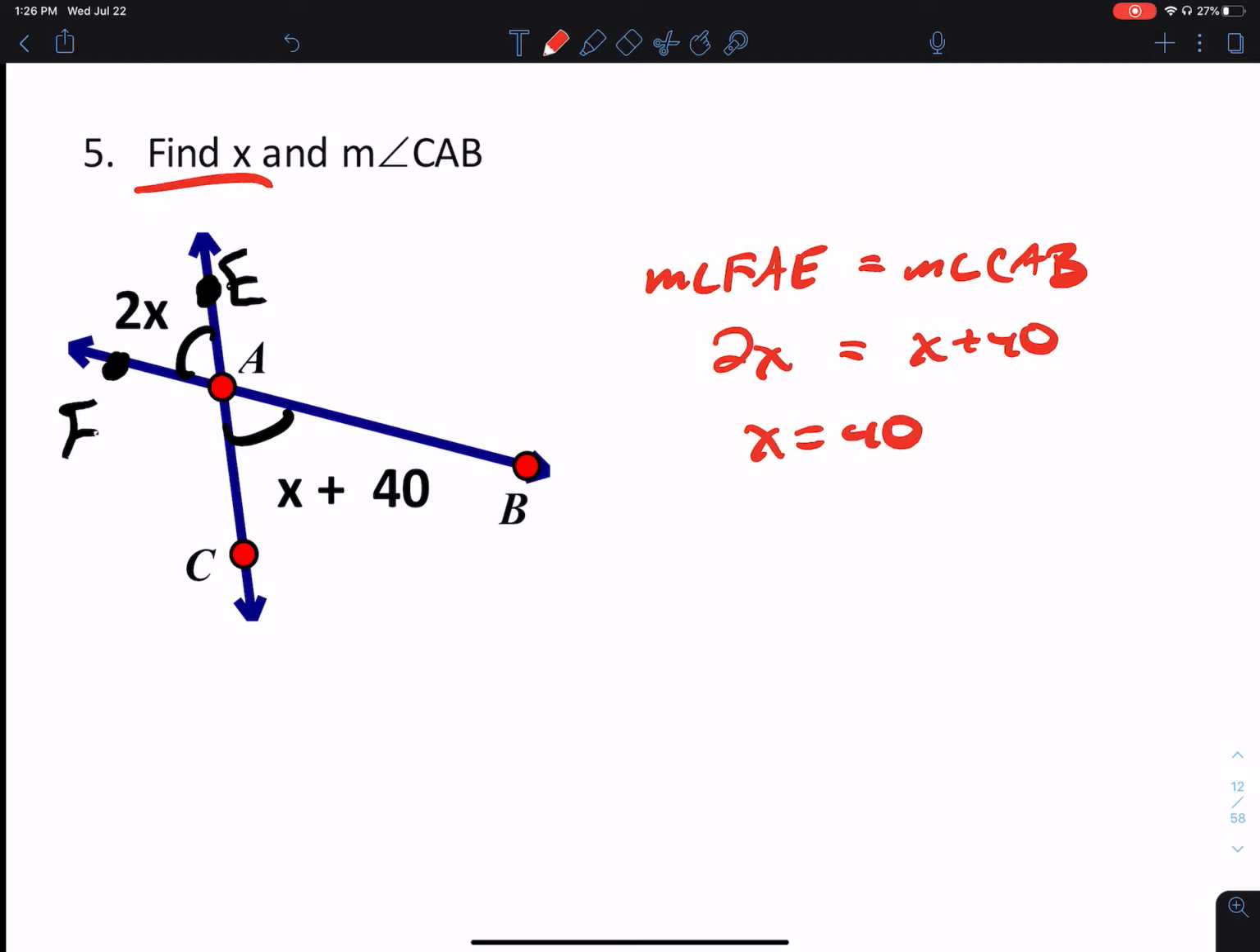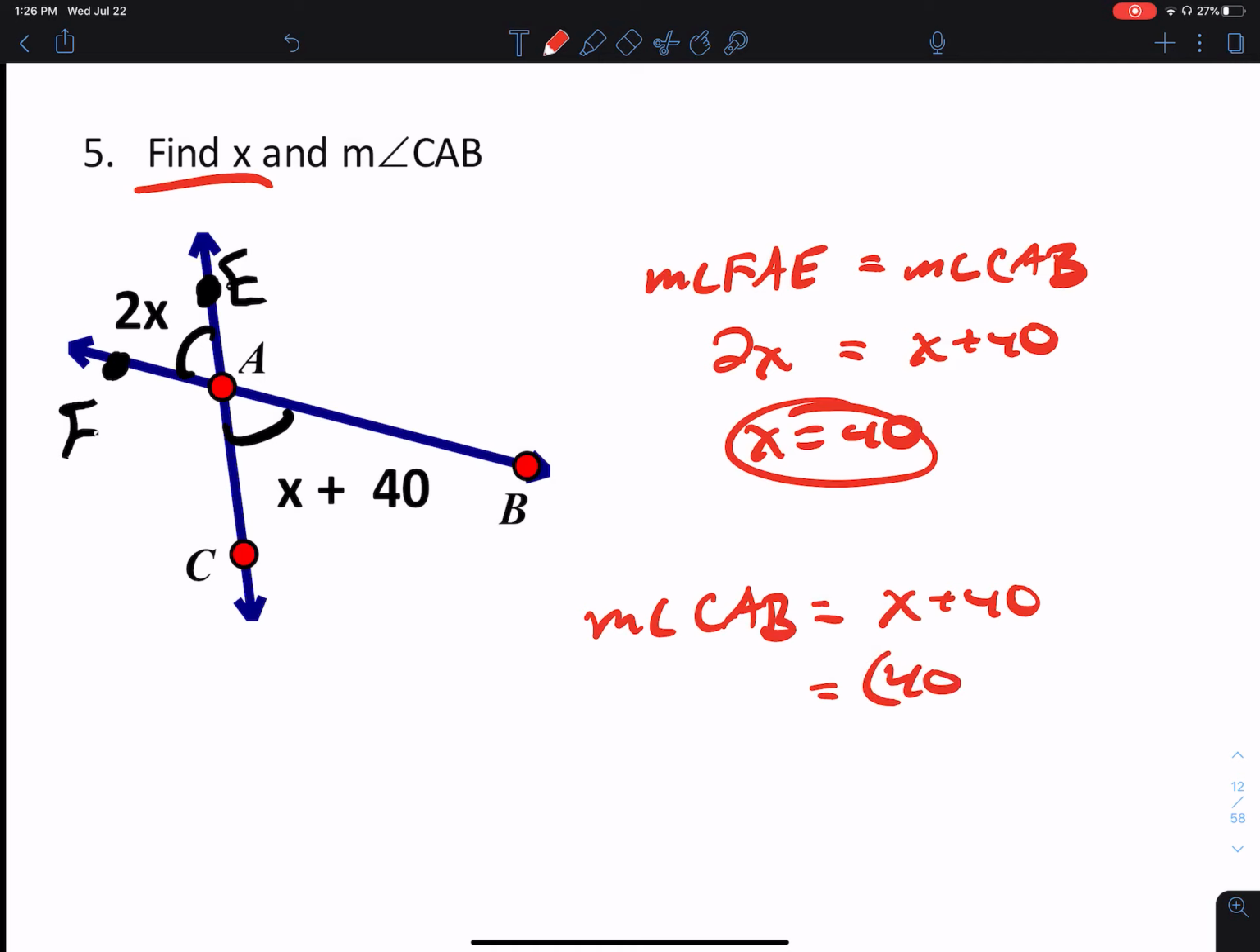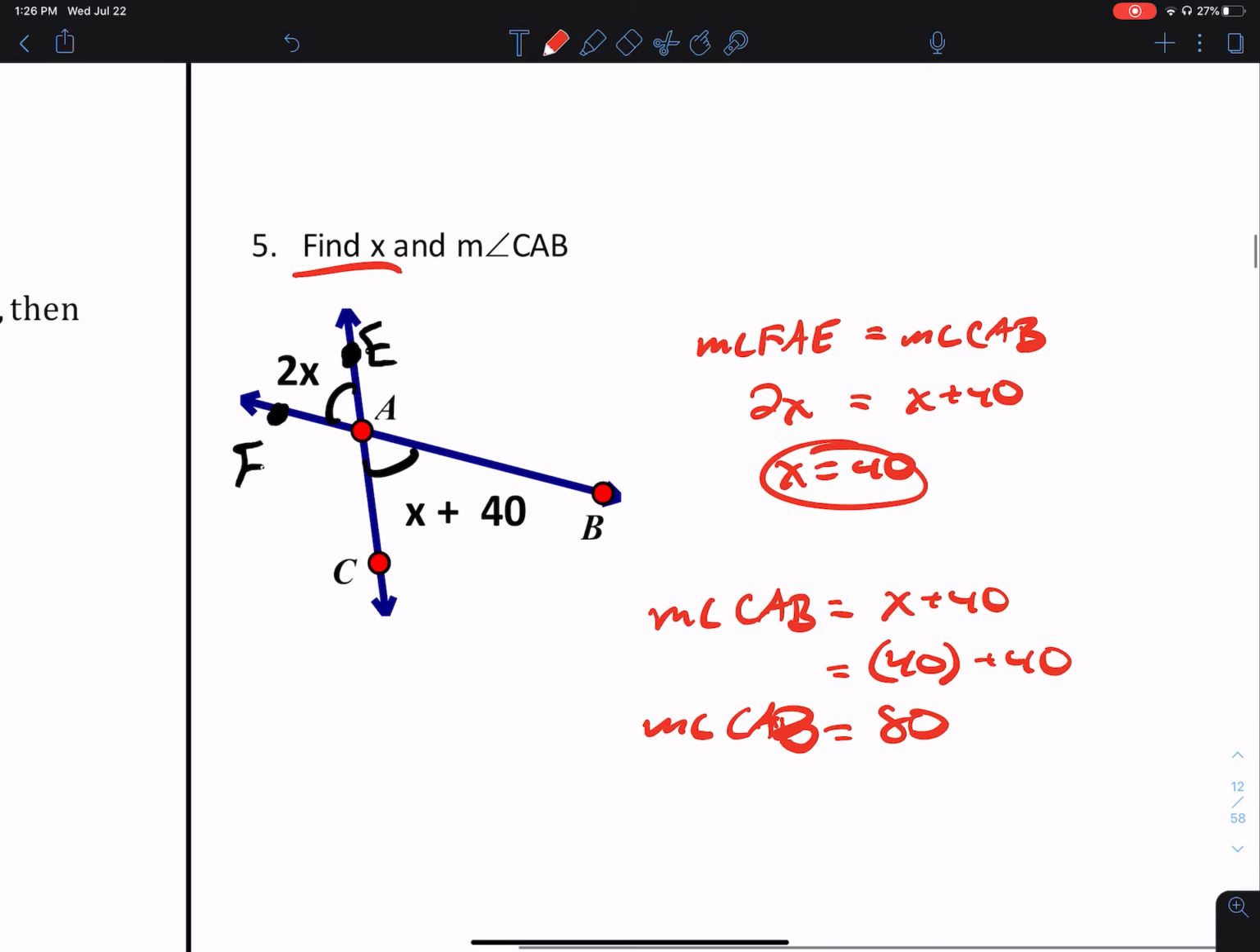Find the value of x. Did it. Find the measure of angle CAB. Haven't done it. That's x plus 40. So that's 40 plus 40, a little something I like to call 80. Did we answer both questions? You betcha.